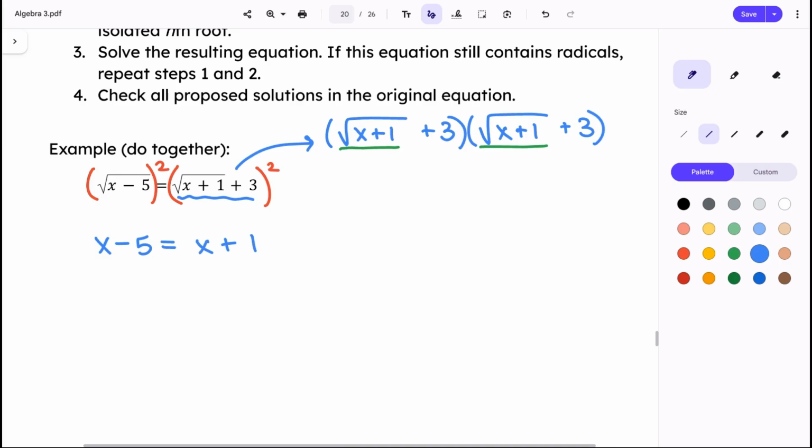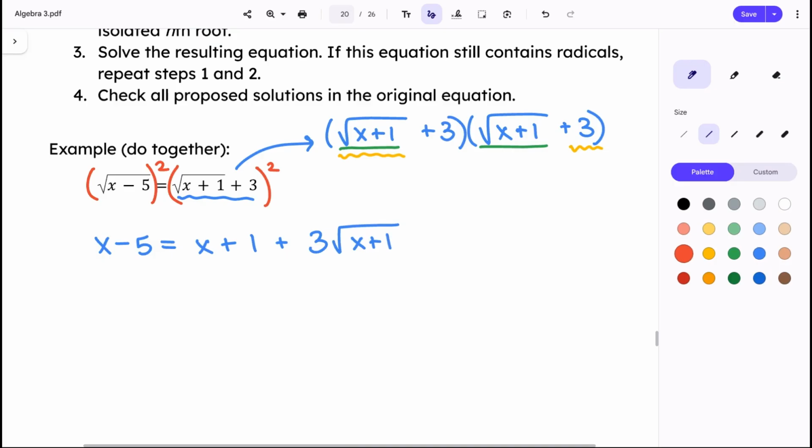Now for my outside terms, that would be the first square root of x plus 1, and it would be the 3 on the very end. I can't combine those though because one has a radical sign and one doesn't. So I'm going to have to just stick them together. So I'm going to write plus, I'm going to put the number out front and then the square root of x plus 1.